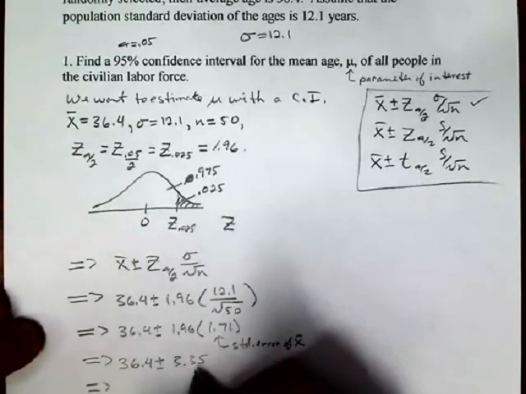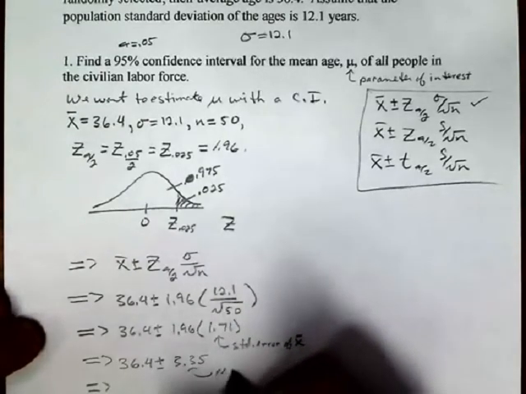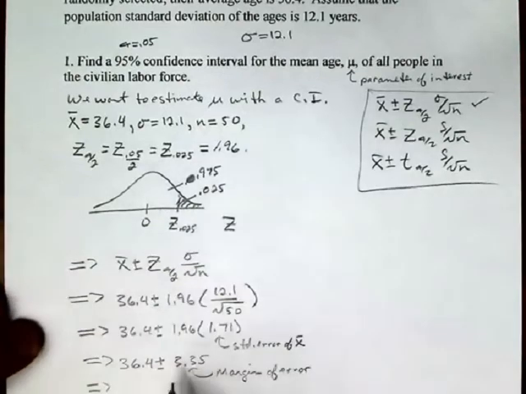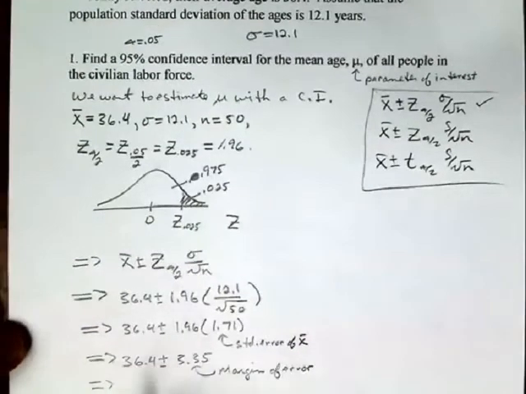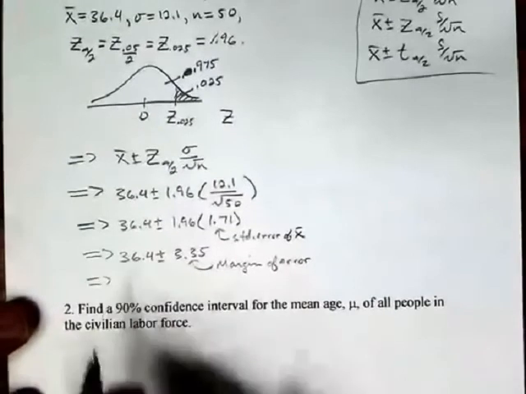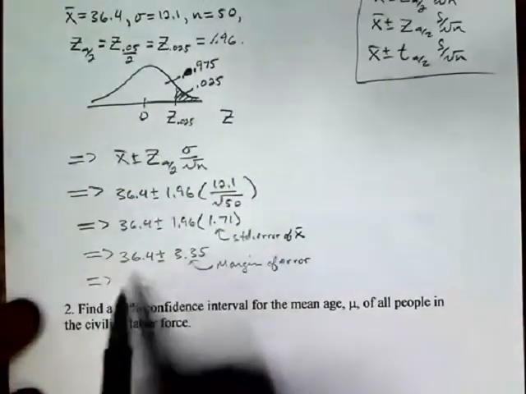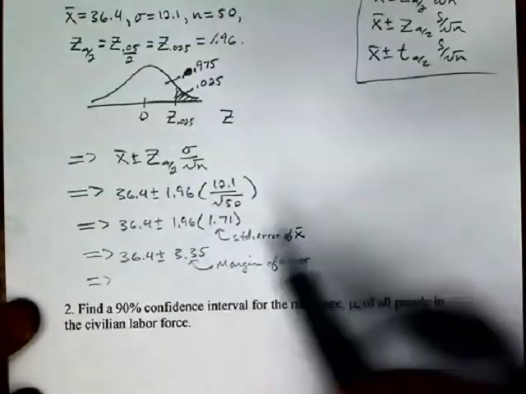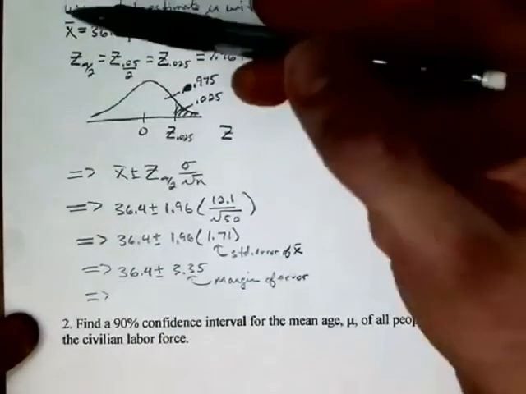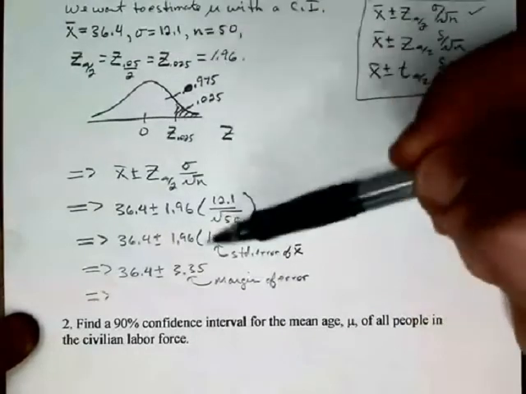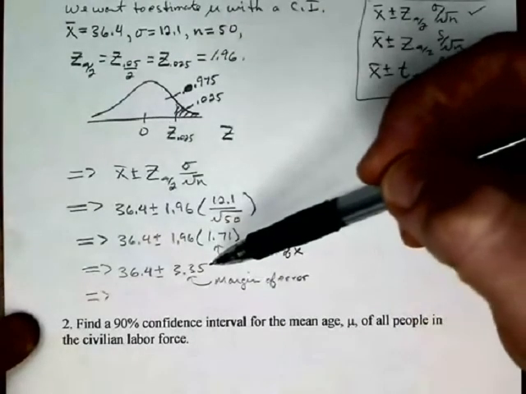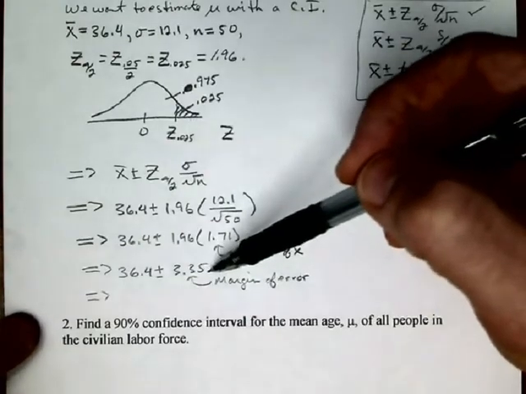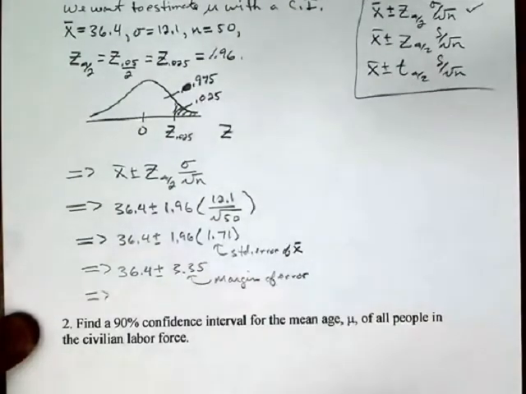And it turns out that this quantity is an important one. This is called the margin of error. Basically what it says is, assuming my confidence interval captured the parameter that I'm trying to estimate, then this number 3.35 is the furthest my point estimate is from the true population mean. Recall the point estimate here is 36.4. So that's how we think of the margin of error.